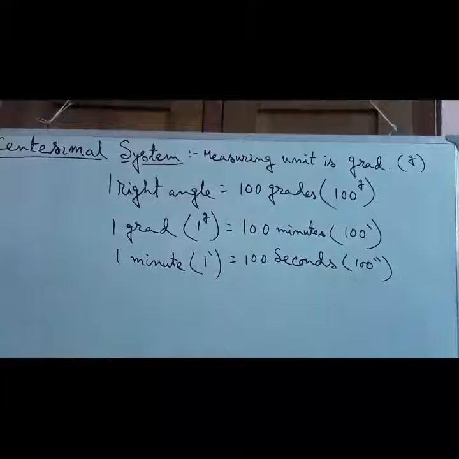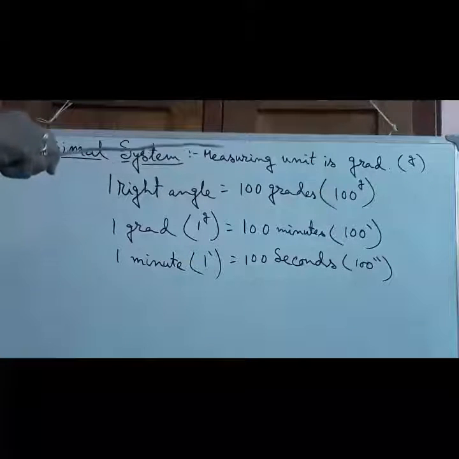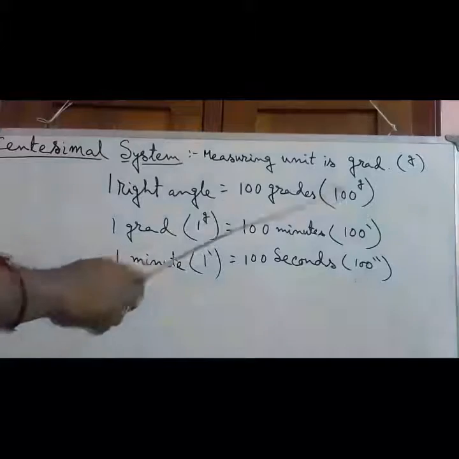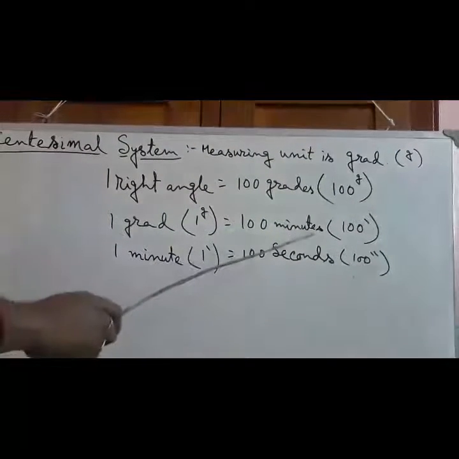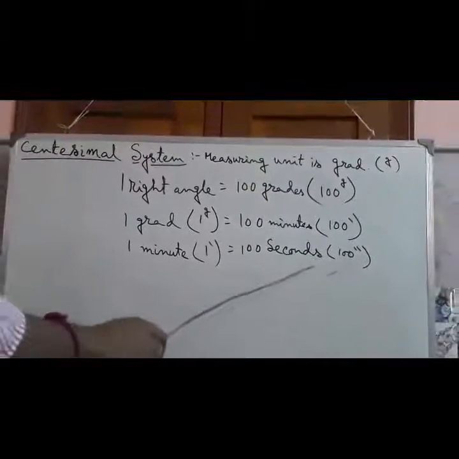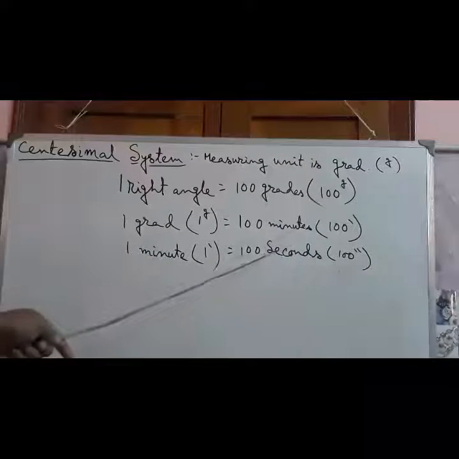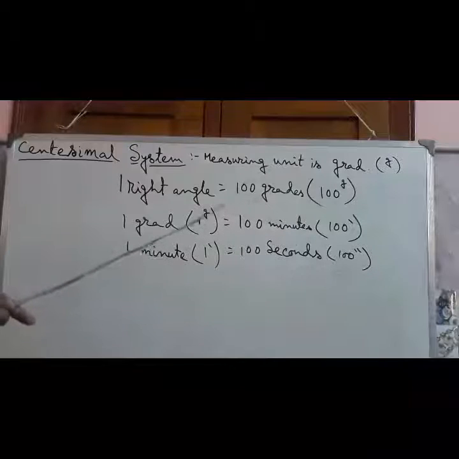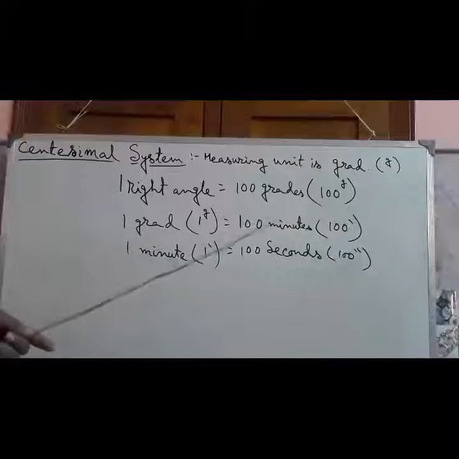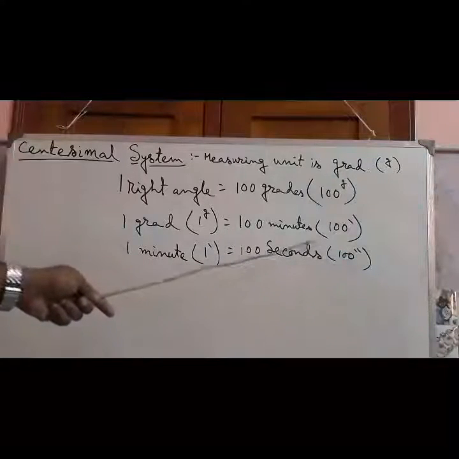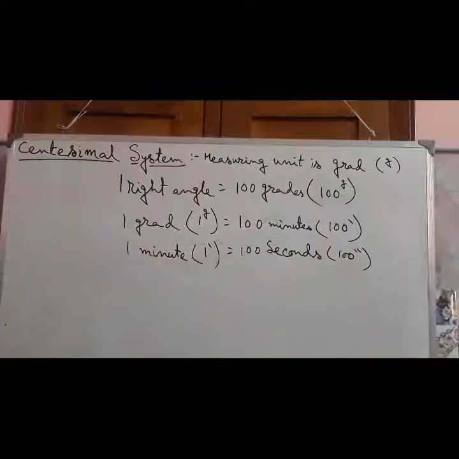The next system to measure an angle is the centesimal system. Here the measuring unit is grade. One right angle here is divided into 100 grades. One grade is equal to 100 minutes and 1 minute is equal to 100 seconds. Here you see, these minutes and seconds are not the same as the minutes and seconds of the sexagesimal system. Here you see the symbols of minutes and seconds are also different from there.